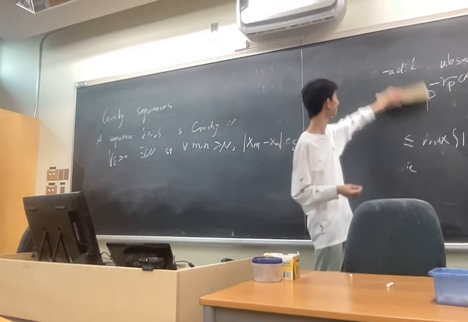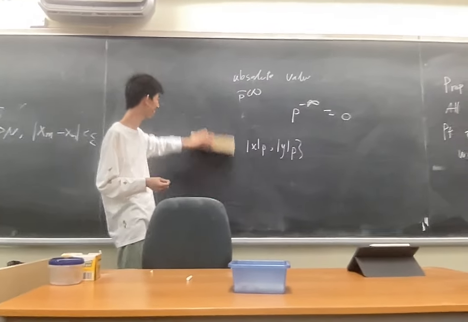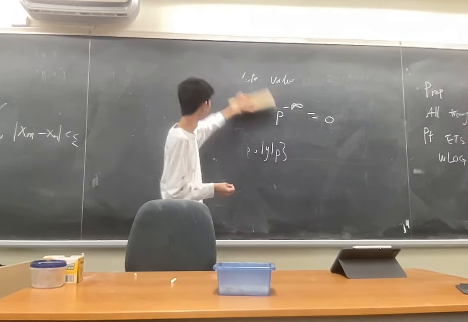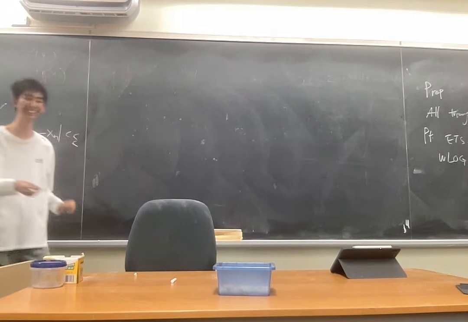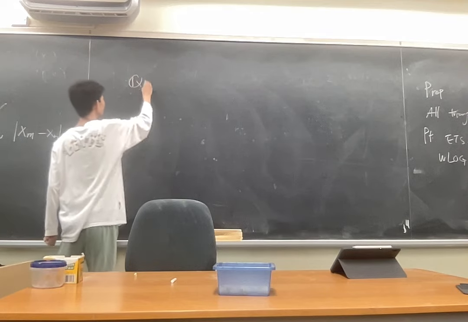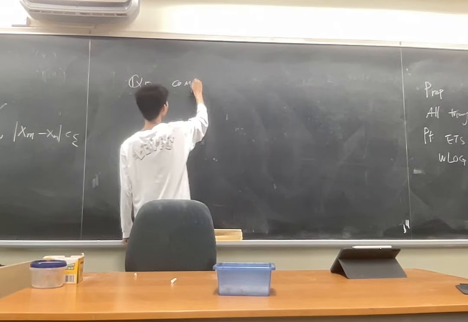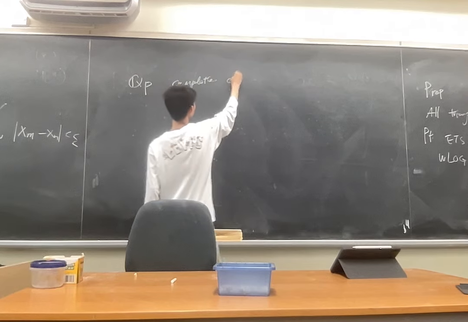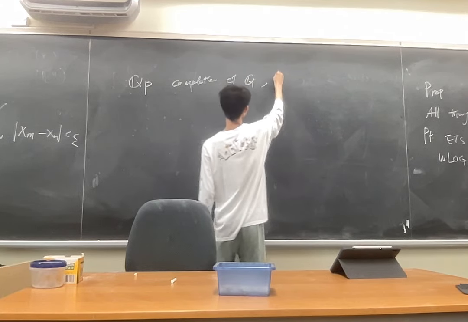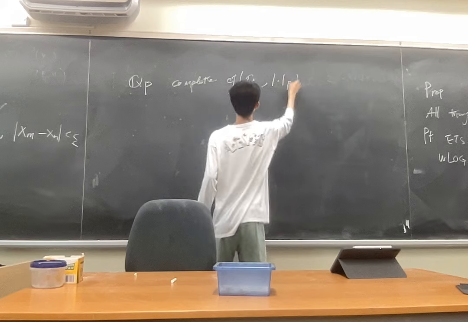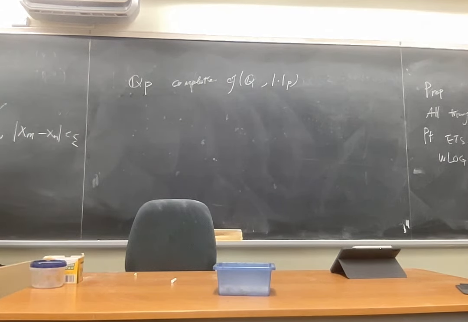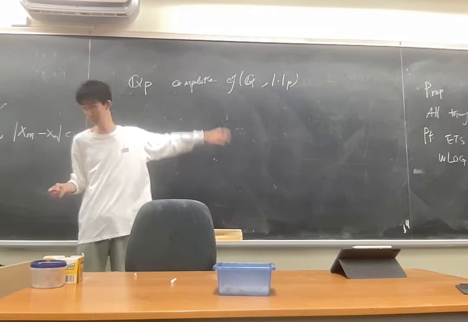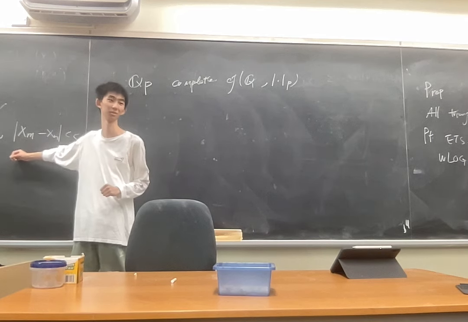Have you guys ever encountered completion? I hope so. If not, let's see. So now we can define the p-adic numbers, Q_p, to be the completion of Q with respect to this p-adic norm. That's the definition of the p-adic numbers. If you ever see Q_p, that's the p-adic numbers. Basically we try to find a larger space bigger than Q, such that all Cauchy sequences converge to some limit.